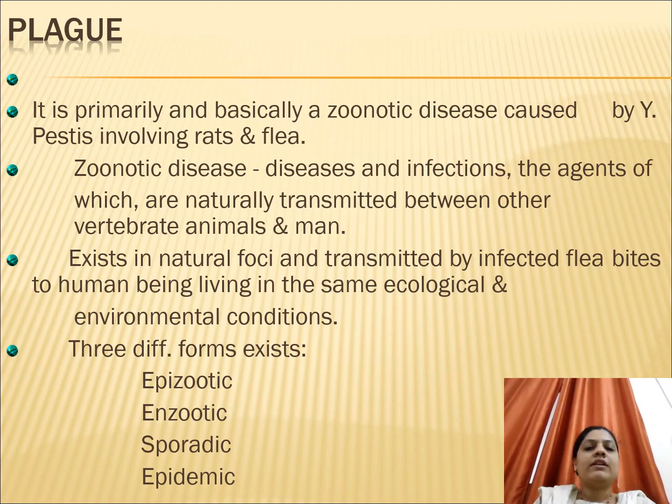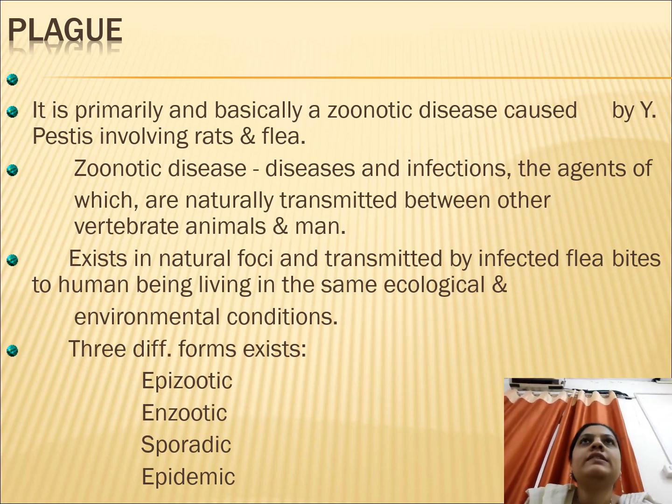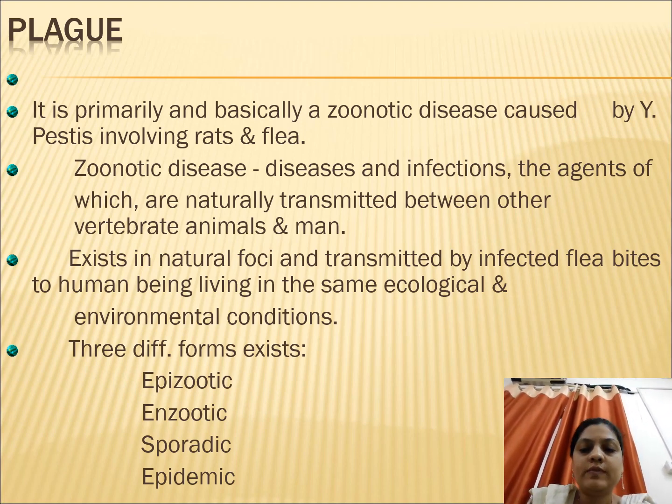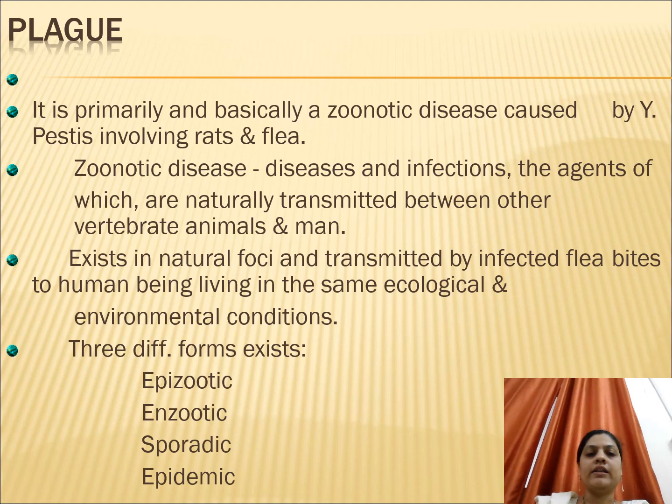Now let's see. It's primarily a zoonotic disease. Zoonotic disease means a disease which is prevalent in animals, in mammals, and transmitted to humans through such mammals. So here the rodent is involved as the animal. Pests involved are rats and the rat flea is the vector.